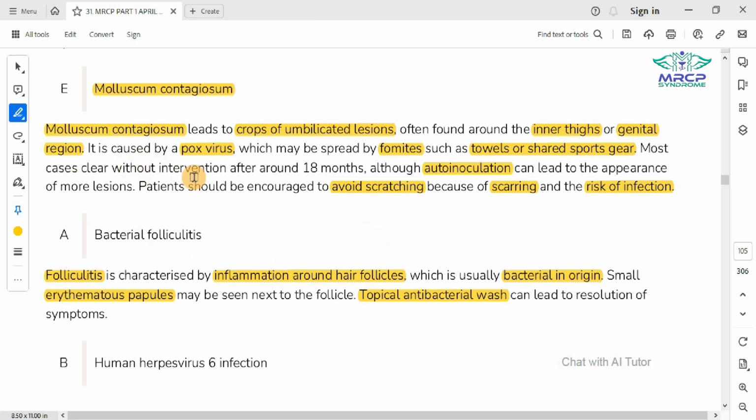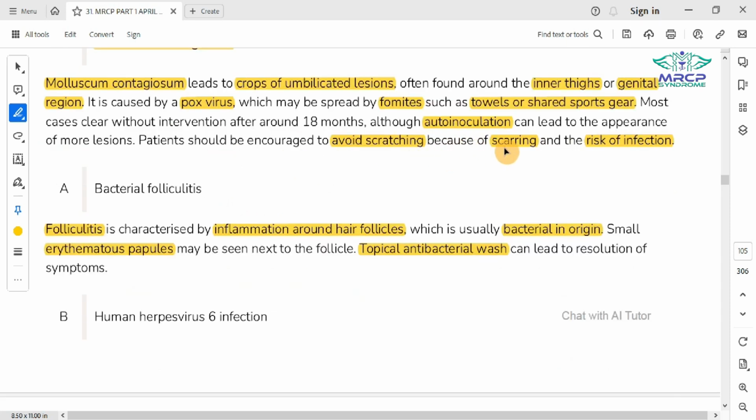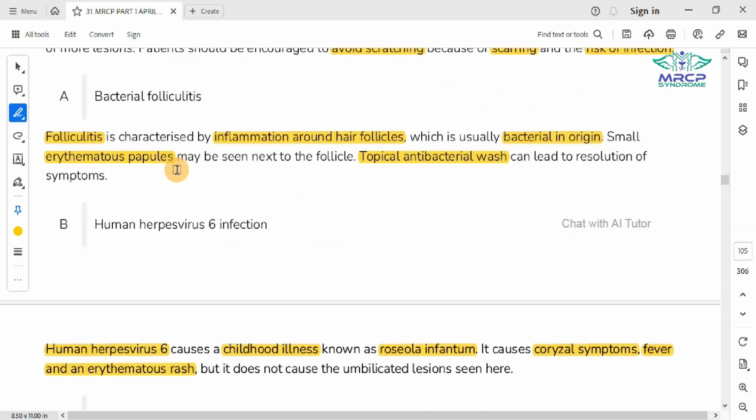Most cases clear without intervention around 18 months, although autoinoculation can lead to the appearance of more lesions. Patients should be encouraged to avoid scratching because of scarring and the risk of infection. And bacterial folliculitis, this is inflammation of the hair follicles.